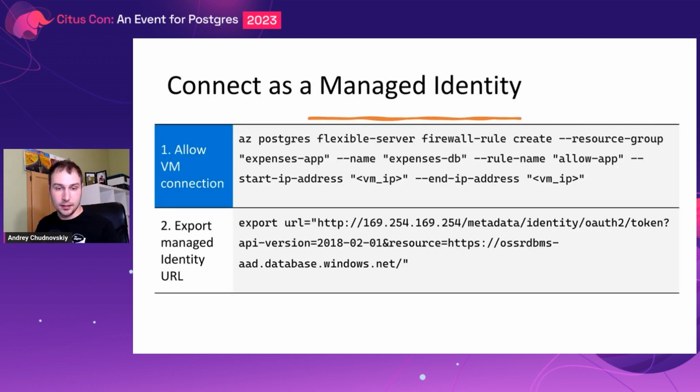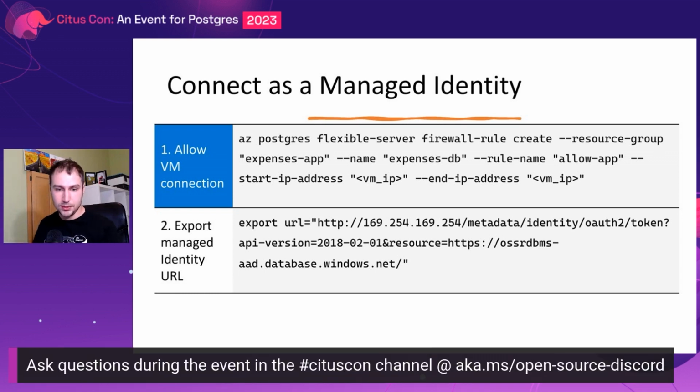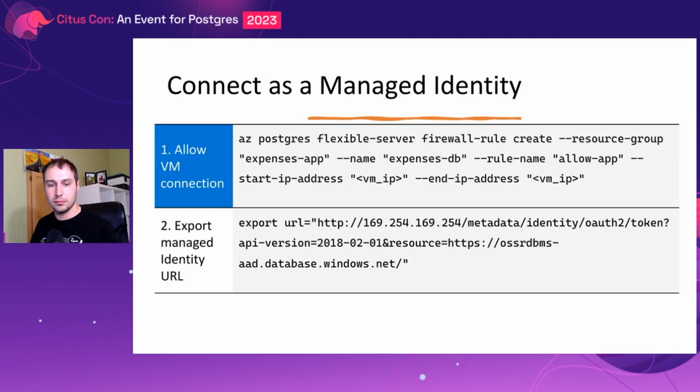In order to connect from our VM to our Postgres database, first, we should not forget to allow the VM to connect to the server in the first place. For this, you need to add a firewall rule on your Flexible Server, which can be done with the command here, az postgres flexible-server firewall-rule create, using the VM IP as the start and end addresses. After that, we can connect with the terminal to our VM and start connecting.